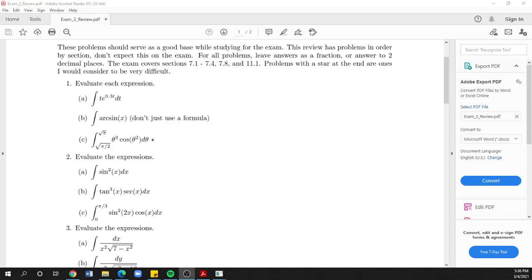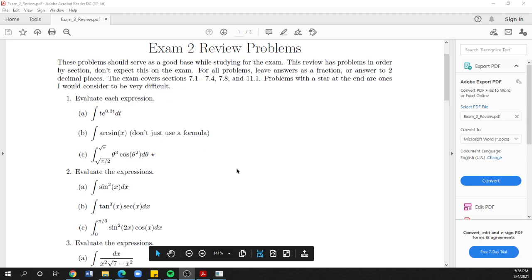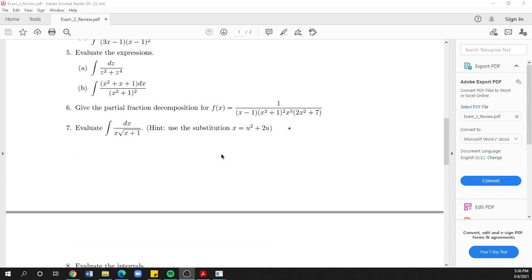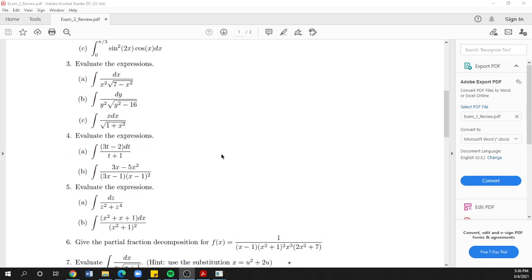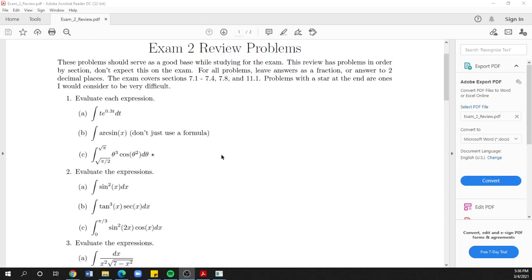Okay, so starting on exam 2, we're going to do some integrals, and by some I mean a ton, and then we're going to do just a little bit of sequence stuff. So let's go ahead and get started with number 1. So here are all our expressions. Let's go ahead and work on those.